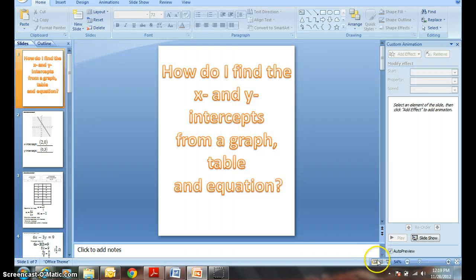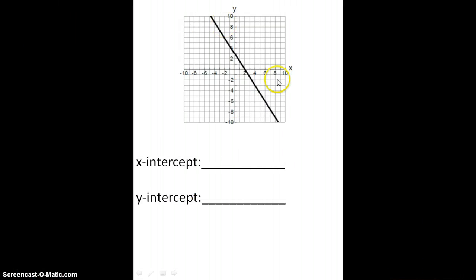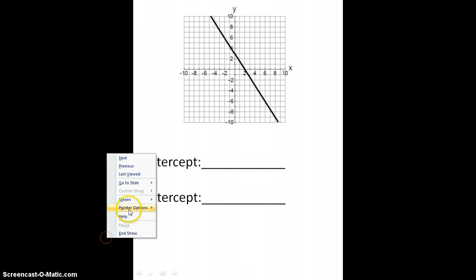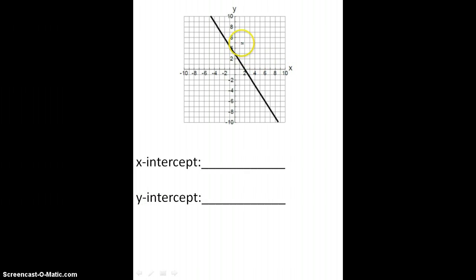So now let's go find the x-intercept from a graph. When finding the x-intercept from a graph, you're looking to see where it crosses the x-axis. So to find the x-intercept, it's going to be on the x-axis. So you're going to go up, there's where it crosses. So that is my x-intercept. Okay? And then for the y-intercept, you're going to go along the y-axis and you're going to see where it crosses the y-axis. Oh, there we go again. So that is my y-intercept.